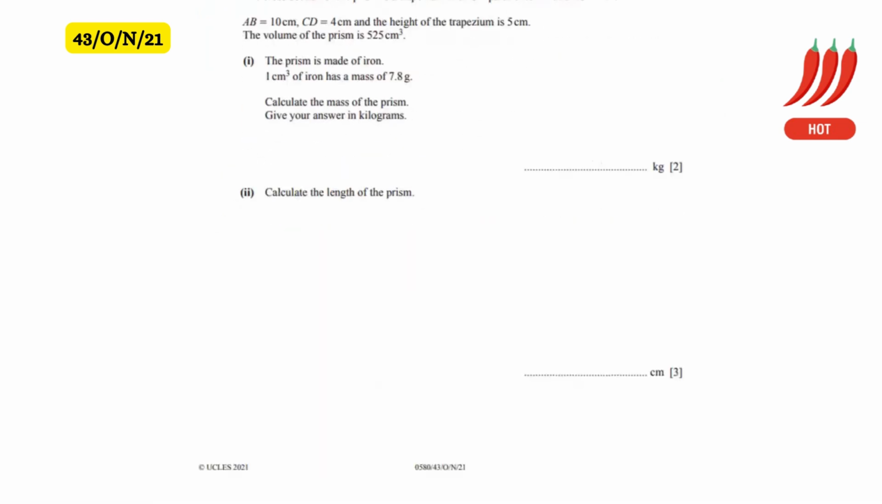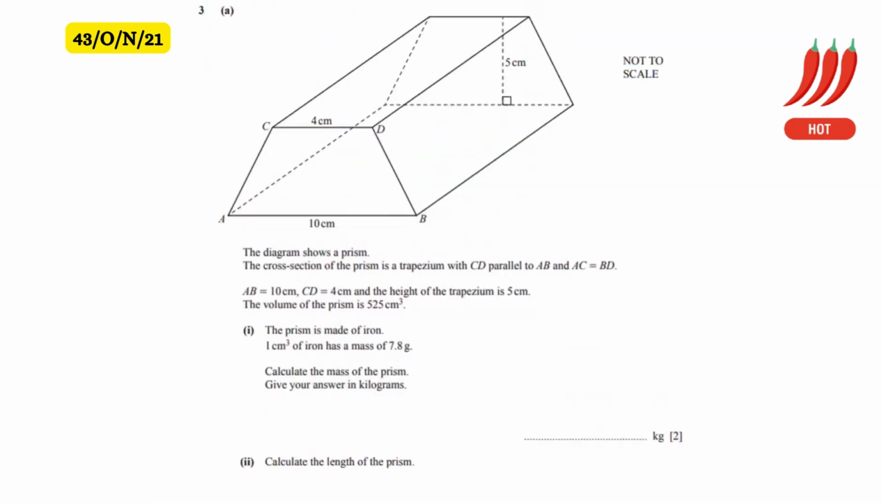Then it says calculate the length of the prism. So for the length, they're talking about this part. This is what we need to find. So we said these two are equal, these are equal, and this is 5. They've given us the volume, which is 525. The cross-section area times the length is always equal to the volume. So using that, we can easily find the length.